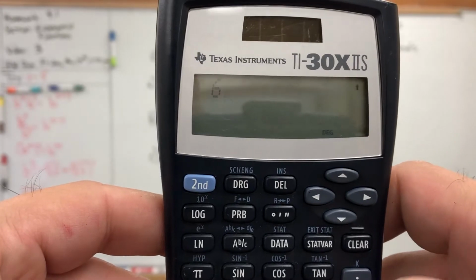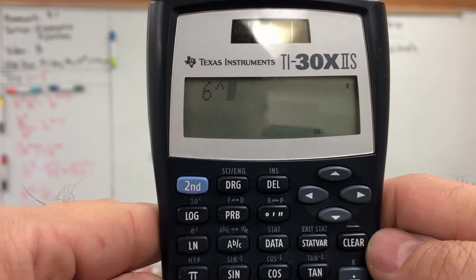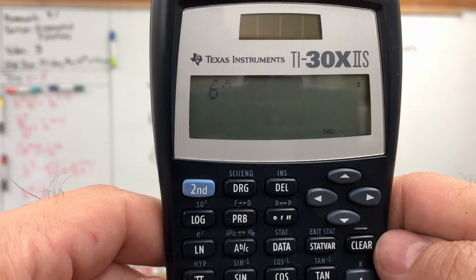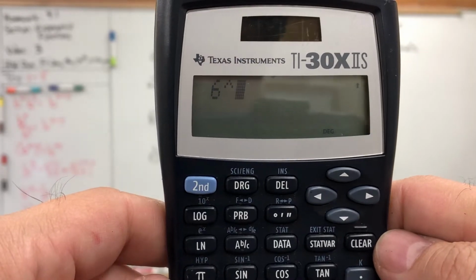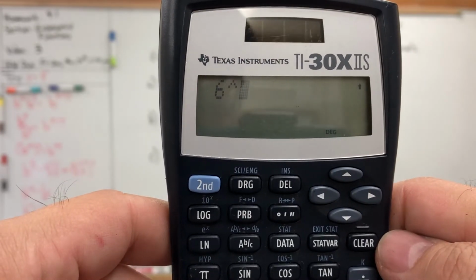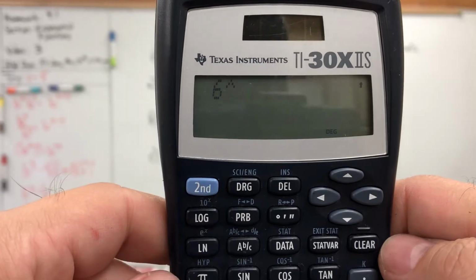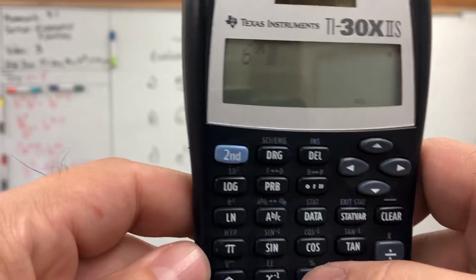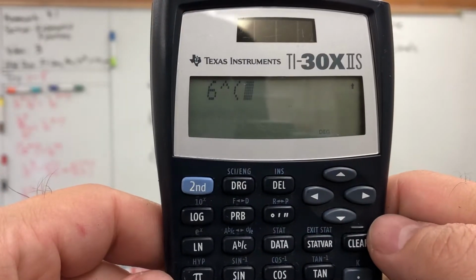So 6, exponent. Now there is a little bit of finesse when you have chunkier exponents. The square root of 8 being a single term, I don't think needs parentheses here, but if you're not sure, you could always open up some parentheses.